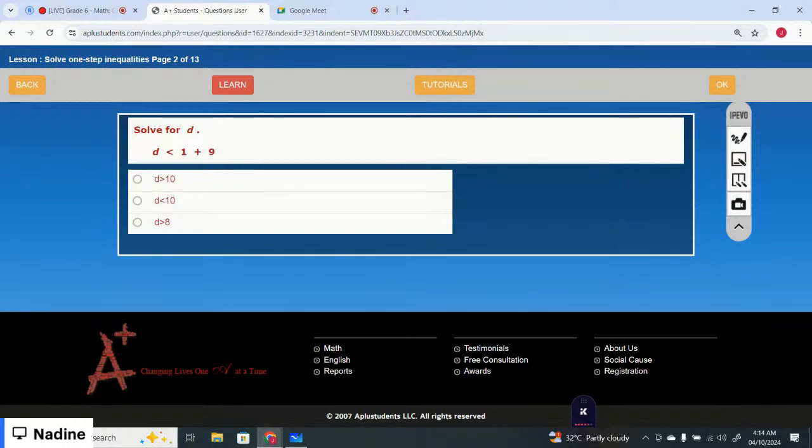Okay, the next one is solve for d. D is less than 1 plus 9. So which is the correct option? 9 plus 1 is 10. So d is less than 10. Which is the correct option? Option number 2.